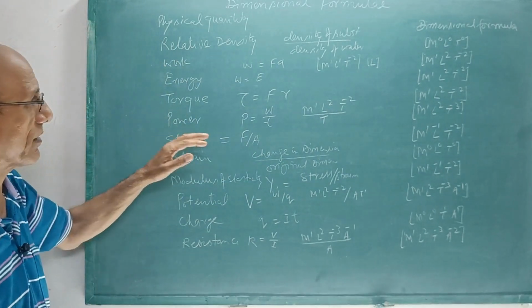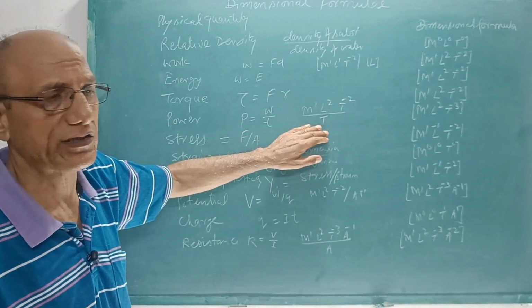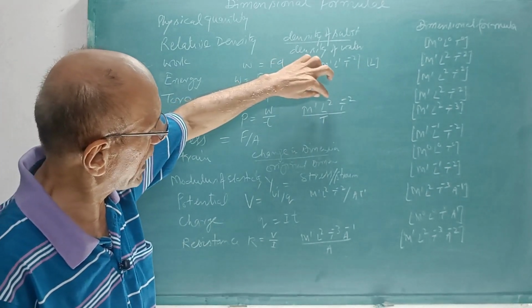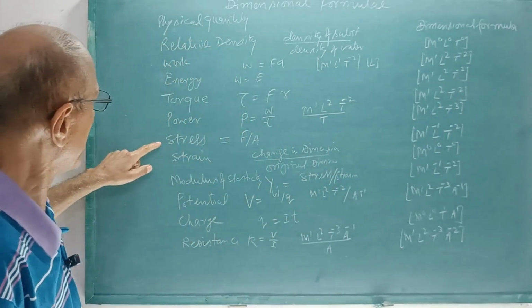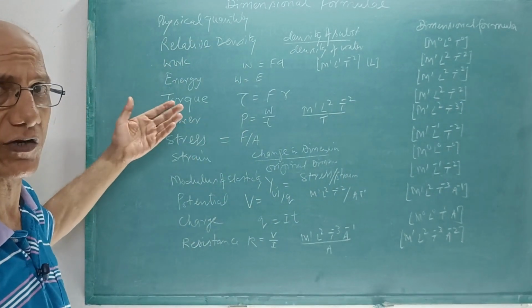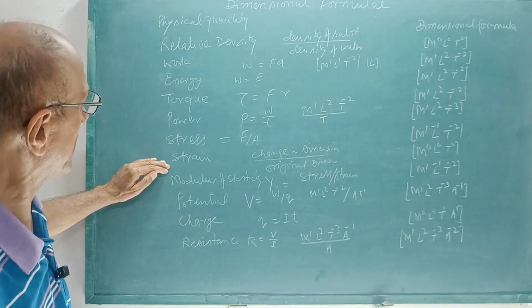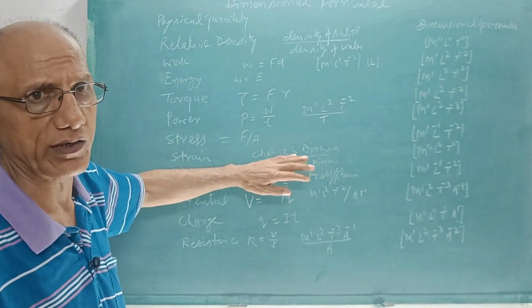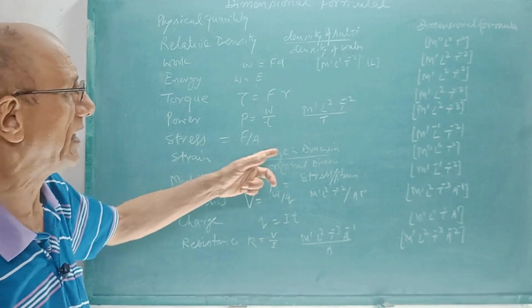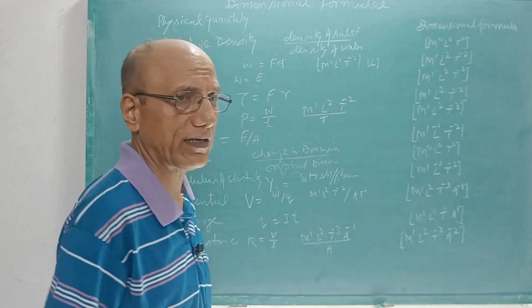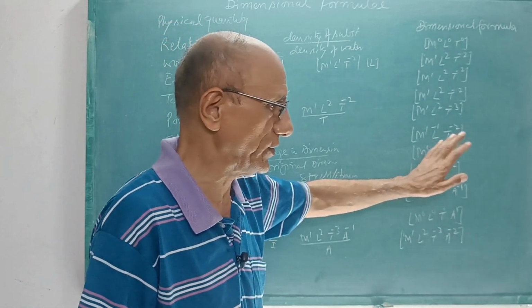Now we can have power. Power is W by T, that is M1 L2 T minus 2 upon T. So it is M1 L2 and T minus 2 and minus 1, that will be T minus 3. Here stress is force upon area, that is same as that of the pressure. So M1 L minus 1 T minus 2. Strain is dimensionless quantity because it is a pure ratio, change in dimension upon change in original dimension, that is delta L by L, delta V by V. So it is again M0, L0, T0.